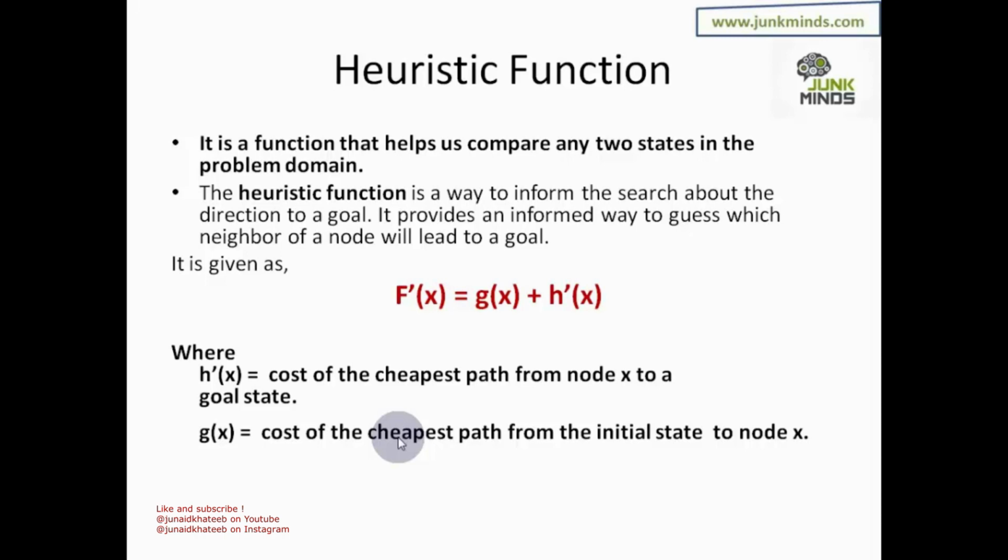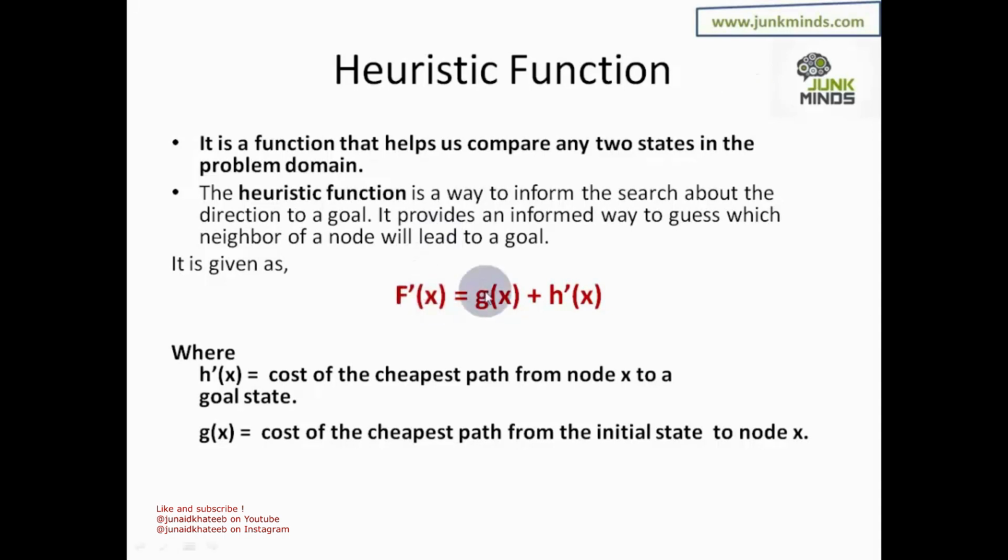When I'm comparing the states, I need a common platform on which I can compare them, and more importantly, I need something that can help me compare the states. That is what a heuristic function does. A heuristic function helps us compare any two states in the problem domain. A heuristic function is given like this: f dash of x is equal to g of x plus h dash of x. Suppose there are two states and I need to compare them. I'll look at their f dash x values, and whichever gives me the better f dash x value, I'll go ahead and evaluate that particular state.